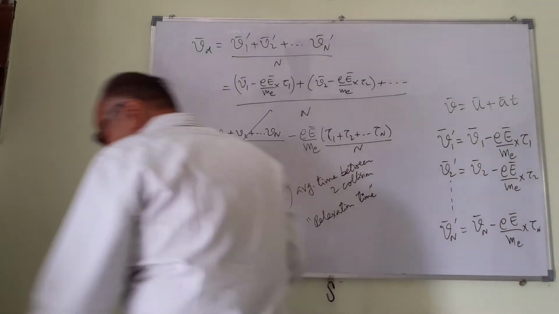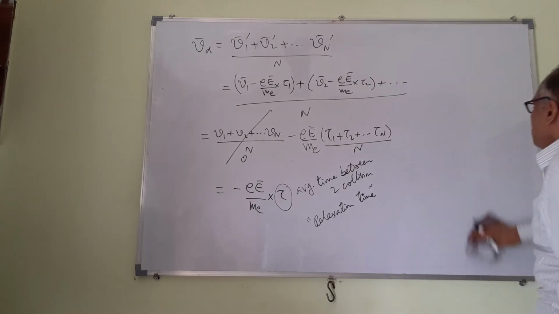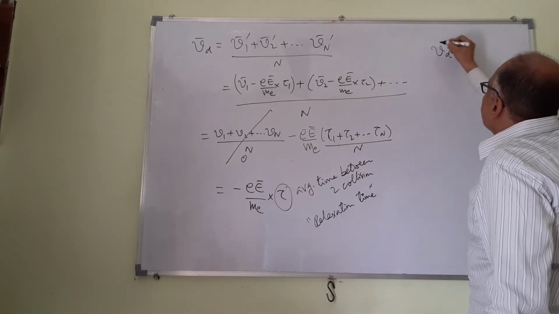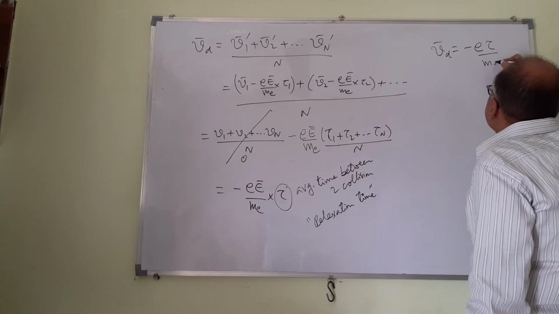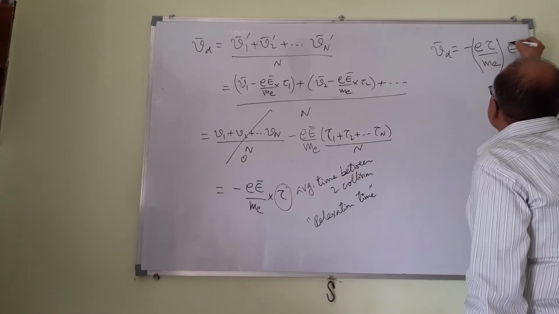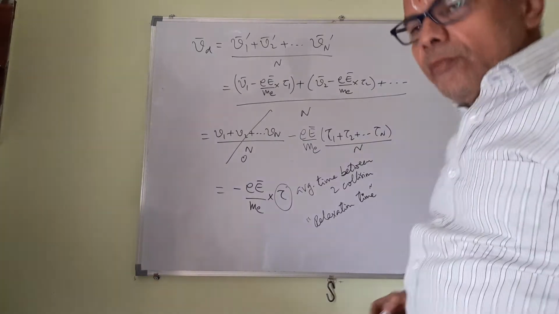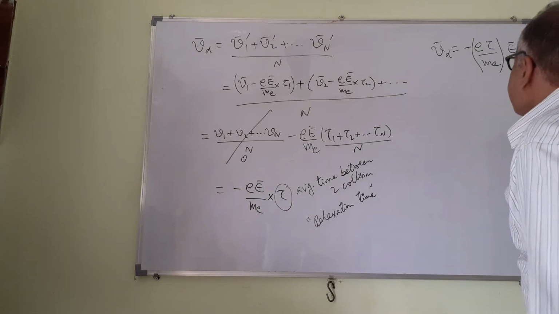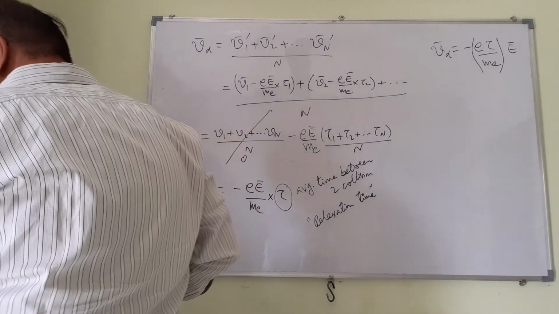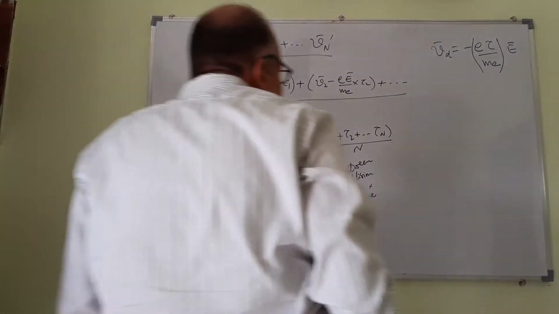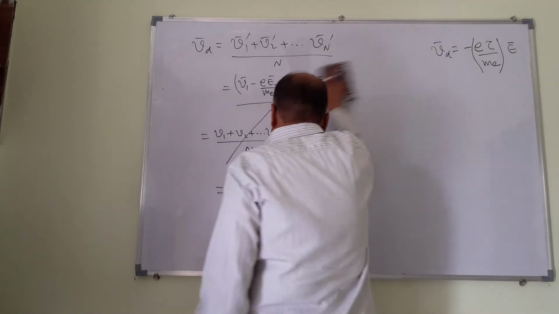So the expression for the drift velocity Vd is given as minus e tau by me into E. So this minus indicates that Vd is opposite to E. Now, next thing we would like to do is find the expression for the current in terms of the drift velocity.